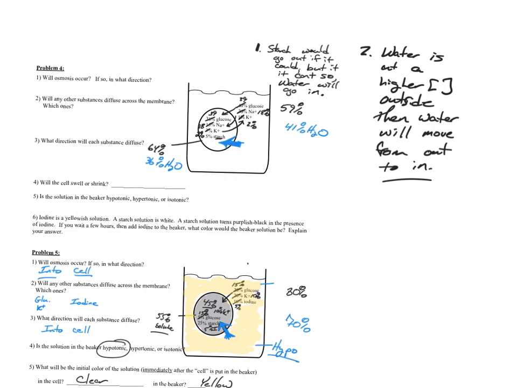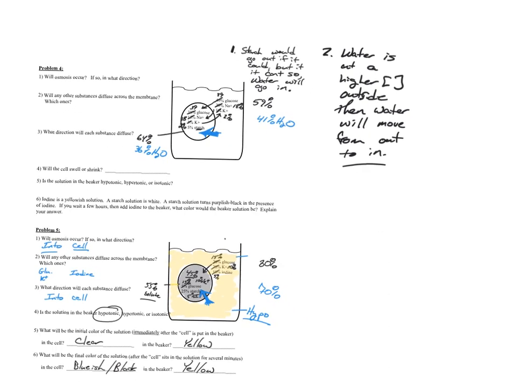Then the real quick way, if you can remember, it's probably the easiest way, is outside is hypotonic. How do I know it's hypotonic? Because it's high concentration of water, which means it's a low concentration of solute. So hypotonic means water moves in. Is that clear? That's it. That's all there is to it.